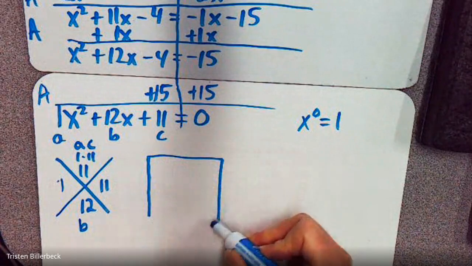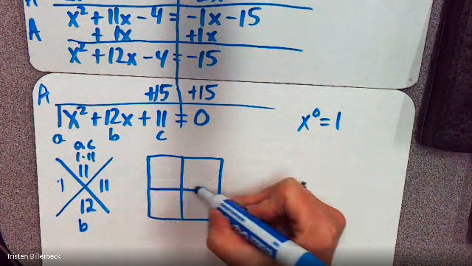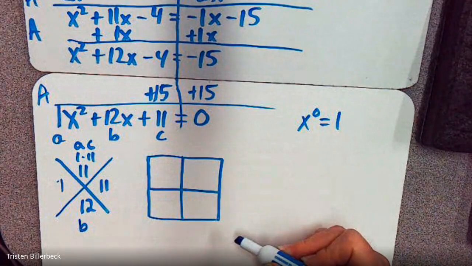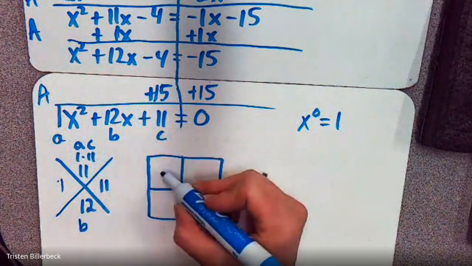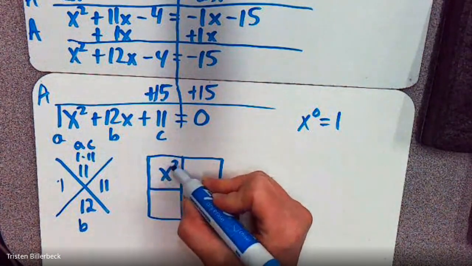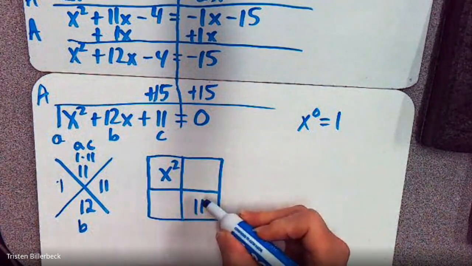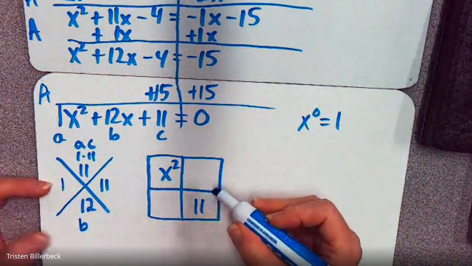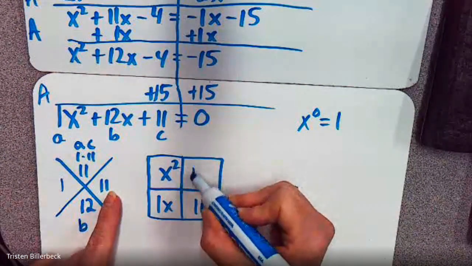So now we use the box. I taught you how to use the box the other way, but today we're going to use the box from the inside out. You can do it. I know you can. So we have x squared right here. The first term goes here. The last term goes right here. Now that's where these nice new numbers that we found go. So we have 1x here and 11x here.